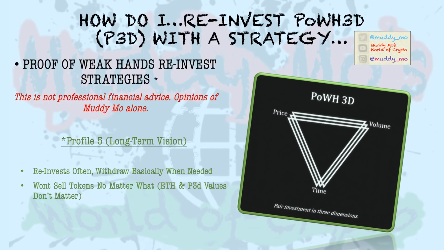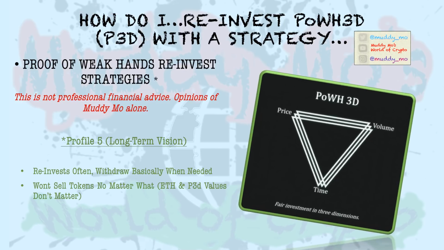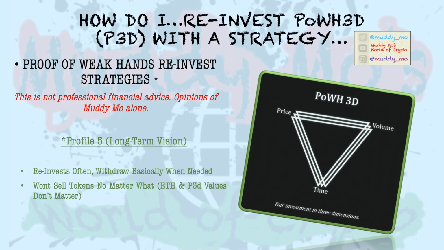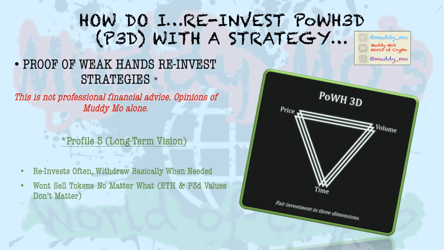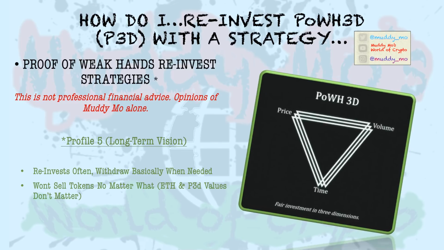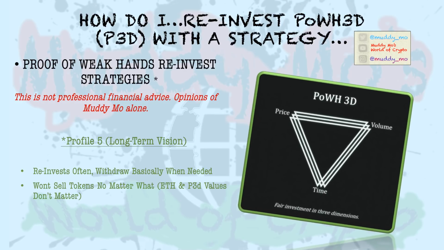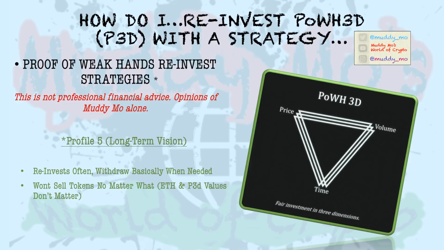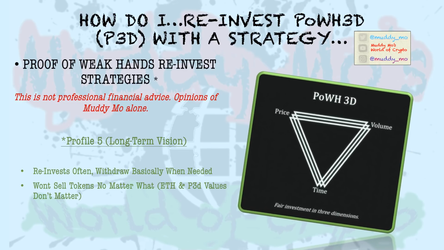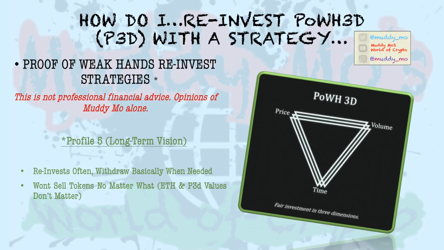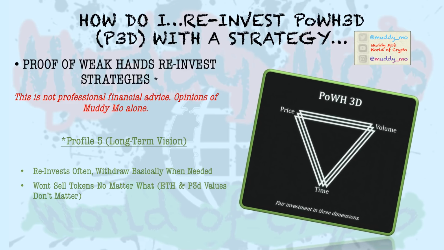Next, they will not sell tokens no matter what. They're not stupid. The ETH and P3D values do not matter to them. All right, there have been times already in P3D's infancy that the prices of P3D tokens went down so much, and these people don't care. Matter of fact, they probably were reinvesting a lot. When the token price and the ETH price don't bother you, when you're in it for the long term, this thing is going to do wonders for you, because everybody else is going to be going back and forth, but you're staying consistent, and that's important.